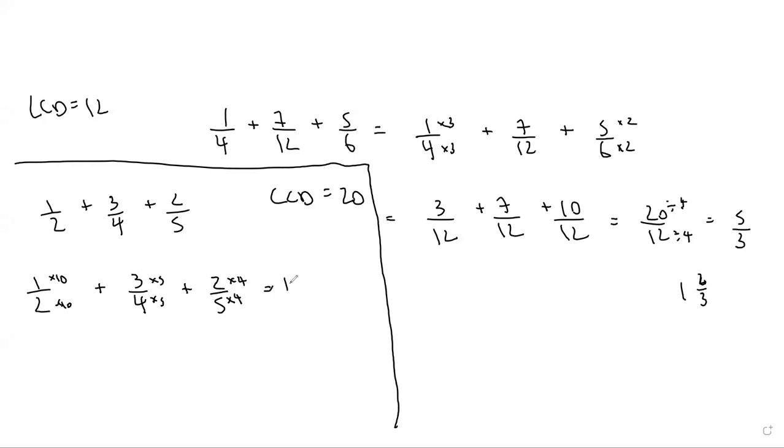So this gives us 10/20 plus 15/20 plus 8/20. Oh no, 8/20 right there. And this gives us, so 10 plus 15 is 25, plus 8 is 33. 33/20. Does that reduce? 33 just has factors 3 and 11, and 20 does not have those factors. So no, it doesn't reduce.